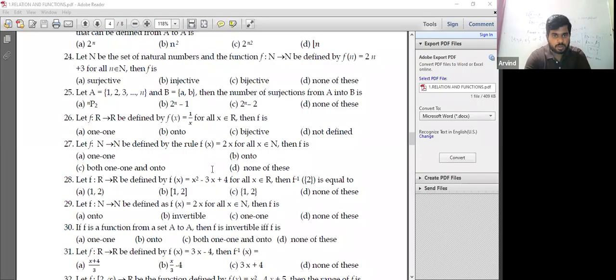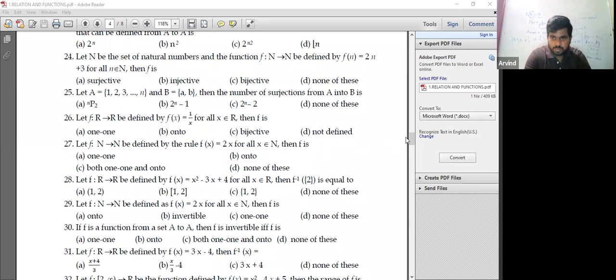I hope it's clear now. Therefore, which is the correct one? f of x is equal to 2x is one-one but not onto. Both one-one and onto is also wrong. So option A is correct.